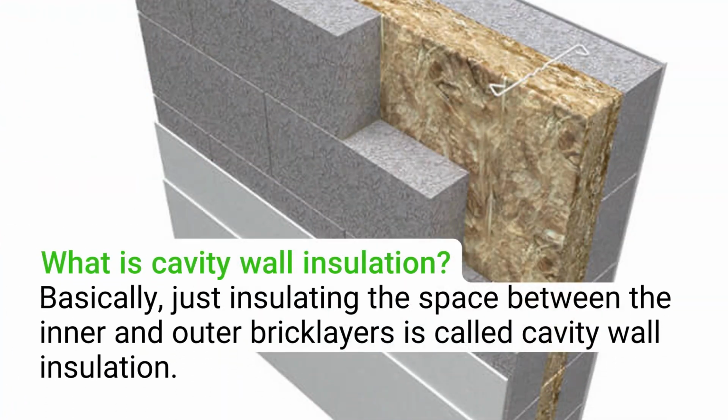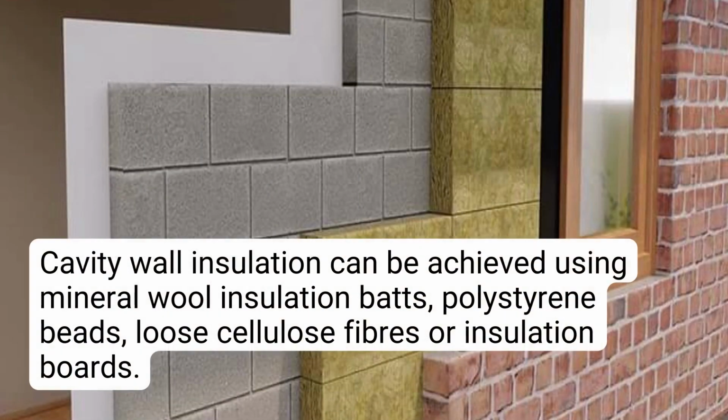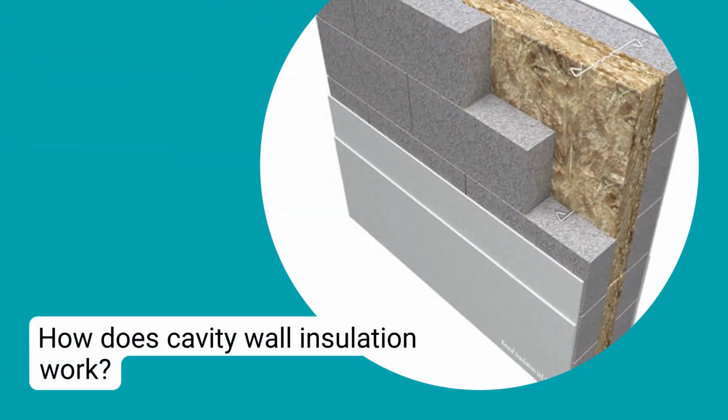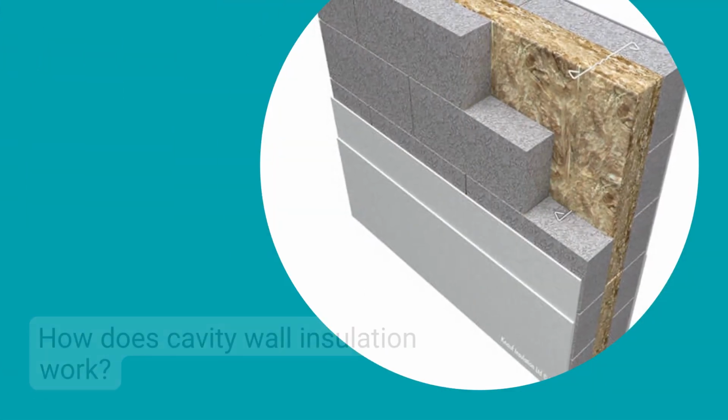What is cavity wall insulation? Basically, just insulating the space between the inner and outer brick layers is called cavity wall insulation. Cavity wall insulation can be achieved using mineral wool insulation bats, polystyrene beads, loose cellulose fibers, or insulation boards. How does cavity wall insulation work?